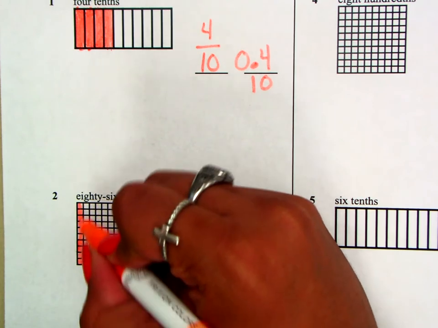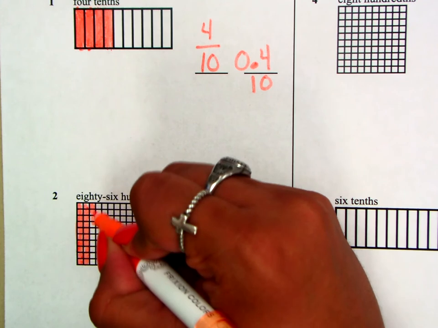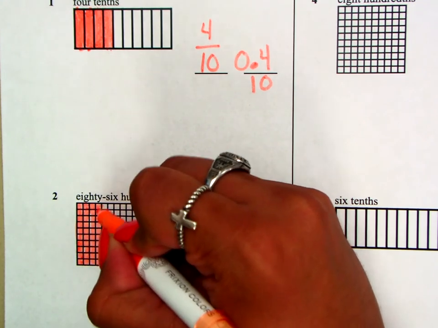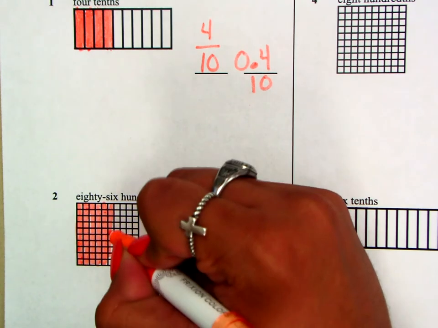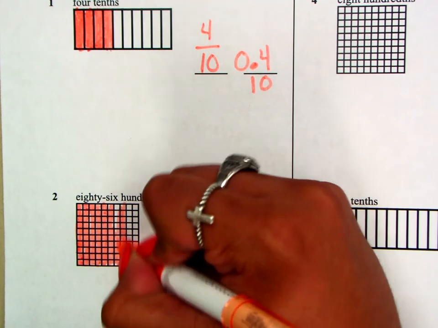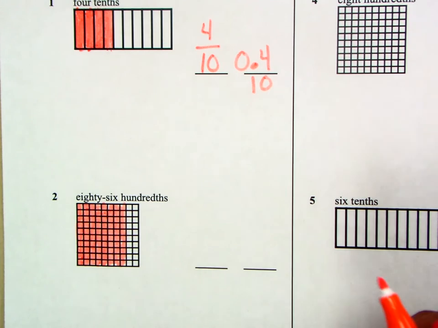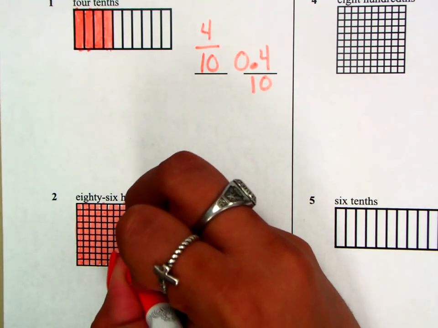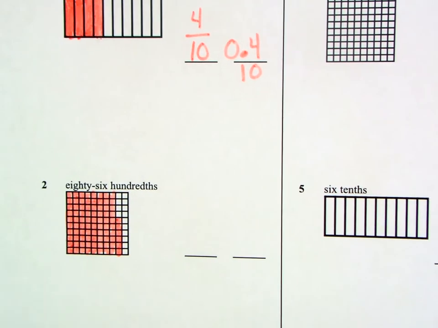This is 1, 2, 3, 4, 5, 6, 7, and 8. I have my 8 rods colored in, and how many units should I color in now? That's right, 6. So 1, 2, 3, 4, 5, 6. So this is my 86 hundredths.